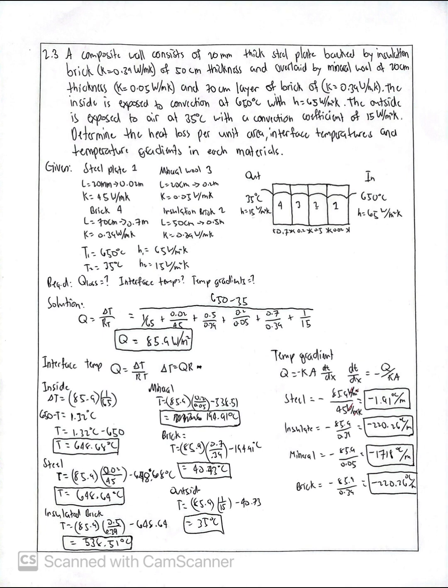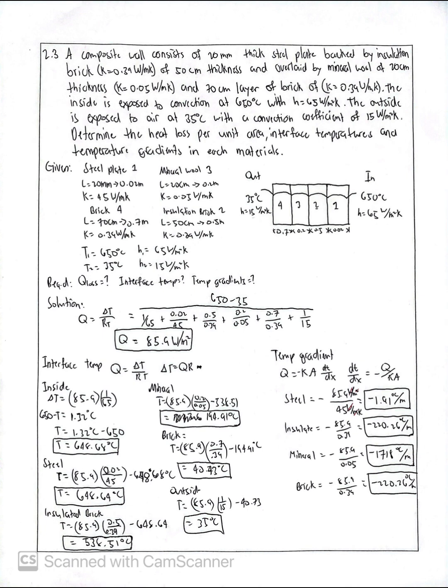The steel plate has a thickness of 20 mm or simply 0.02 m. The conductivity is 45 watts per meter Kelvin, that's the conductivity of the steel plate. Next, the mineral wool, the third material, has a thickness of 0.2 meter and a conductivity of 0.05 watts per meter Kelvin. Next is the brick, the fourth material, with thickness 0.7 meter and conductivity of 0.39. And lastly, the second material is insulation brick with 0.5 thickness and 0.39 conductivity.